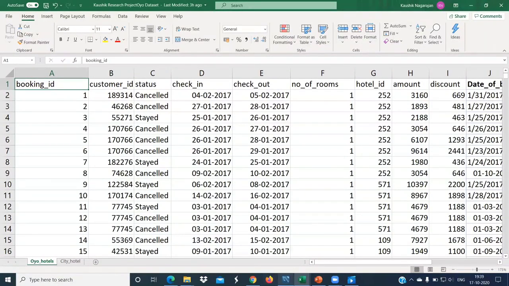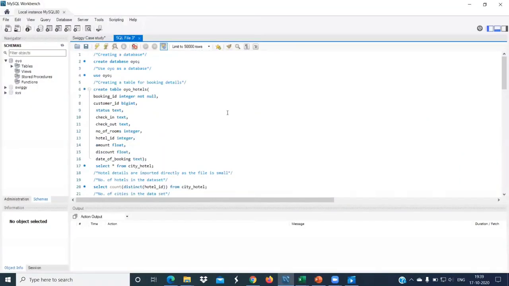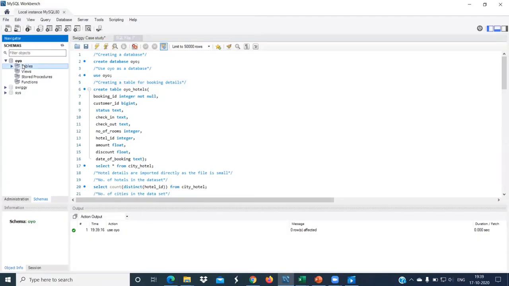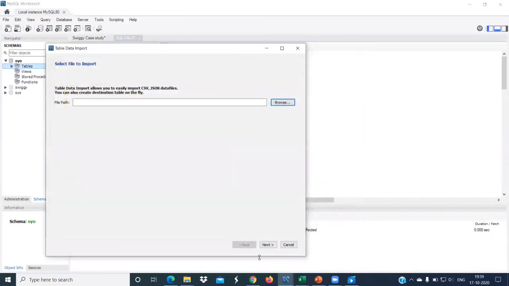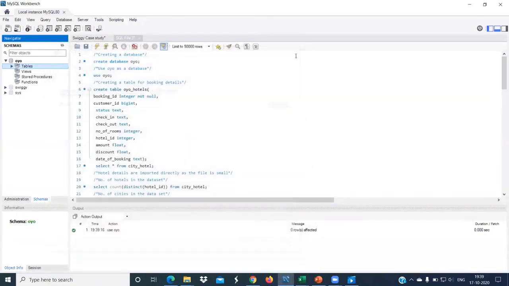So talking about the importing of data, so first a database called OYO is created, then this use OYO query is executed because the database has to be set to OYO. So here I have imported the city hotel using the wizard directly from here. So here you have to select the file path and you have to then click on import next, and you have to set the attributes correctly.